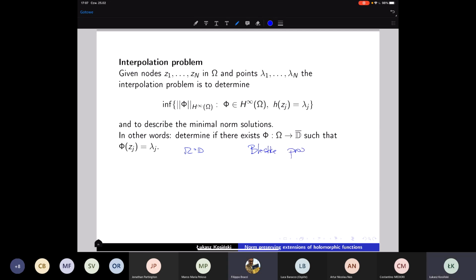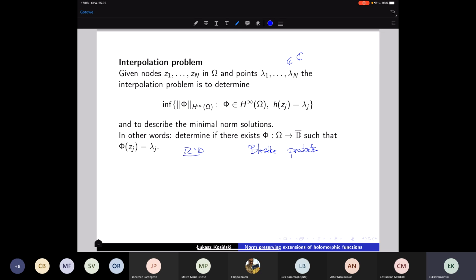Sorry, Lukasz, there is something I don't understand. So lambda 1 to lambda n are points in C. So when you want to do this dual problem, you have to divide also lambda 1 to lambda n by... Yeah, I divide all of them by t. Exactly. Okay. And this is the dual. Yeah. Okay.